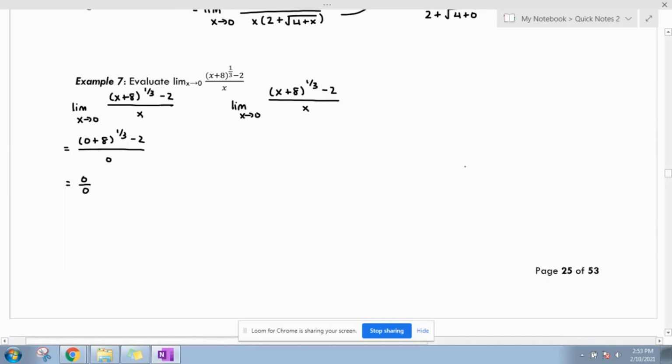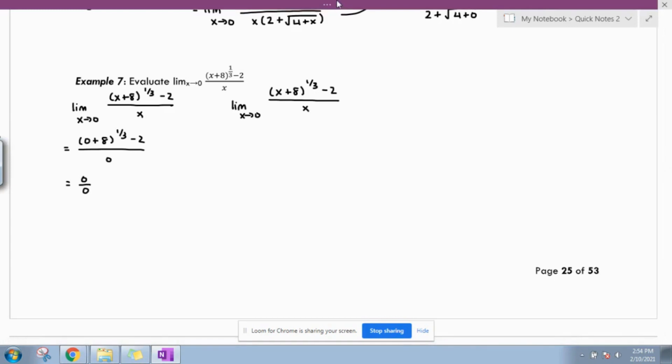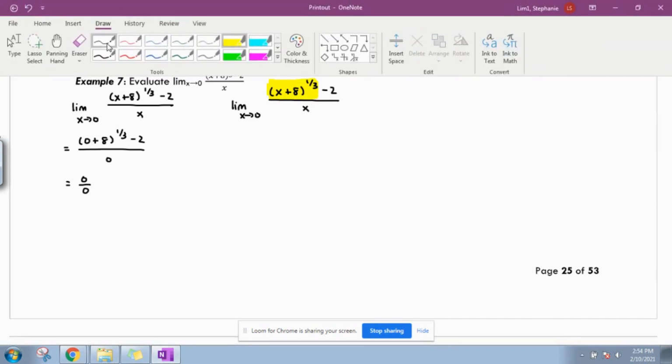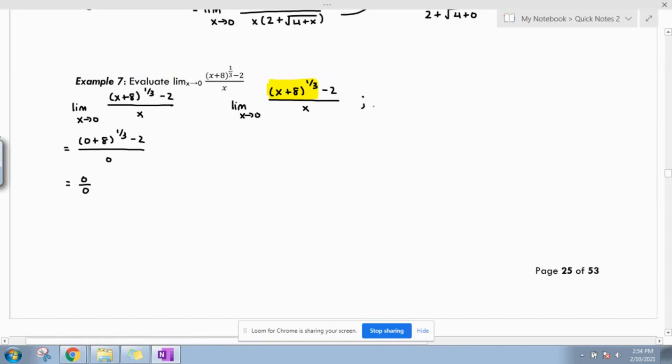So notice here that you've got something in the numerator that involves x, and then you have something in the denominator that also involves x as well. So I'm going to look at the x with the lowest exponent, if that makes sense. At the top, you have 1/3. At the bottom, you have 1. So I'm looking at the top to help me. So I'm going to look at this portion here. Okay, so I'm going to look at x plus 8 to the exponent 1/3. And what we're going to do is we're going to use that to help us here now.